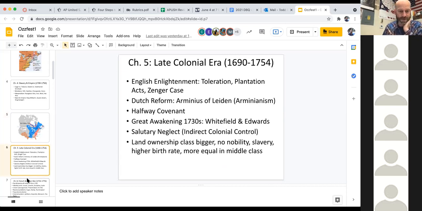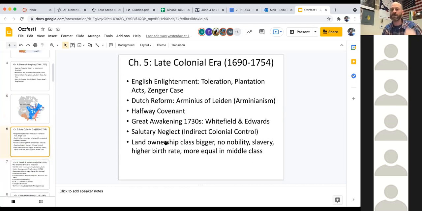So let's look at this. One last stop before we get to the French and Indian War, sort of the late colonial period there. Okay, we're an hour through. I guess we're doing okay on time. We want to try to pick up the pace a little bit here. So what can we say about the late colonial era?